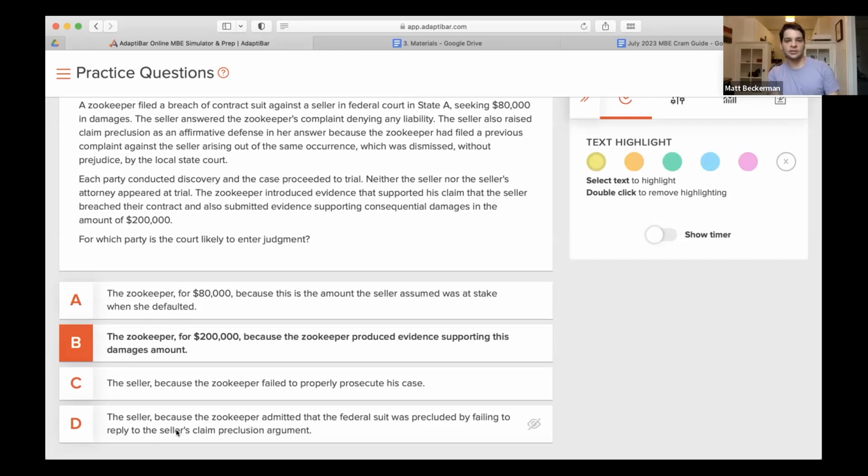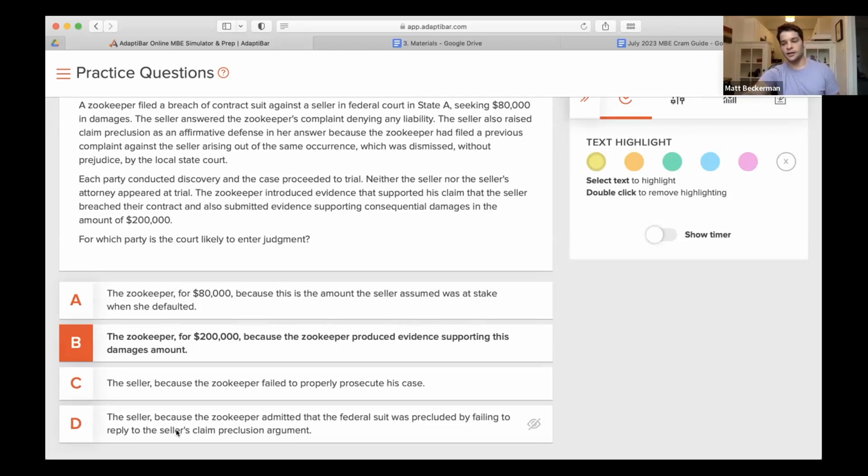That's not really the case. You can't just default when the amount is low and say, well, even though the damages got much higher, I defaulted when it was low. That gives a cost-benefit analysis to default, which is not what they want to have. And then C and D, well, C, I don't even know what they're talking about. And D, there's no preclusion issue because it was dismissed without prejudice.